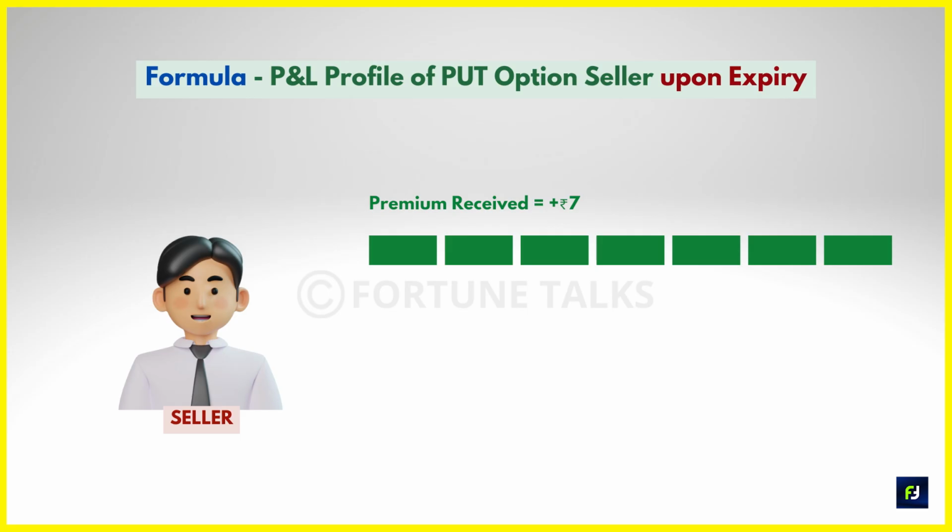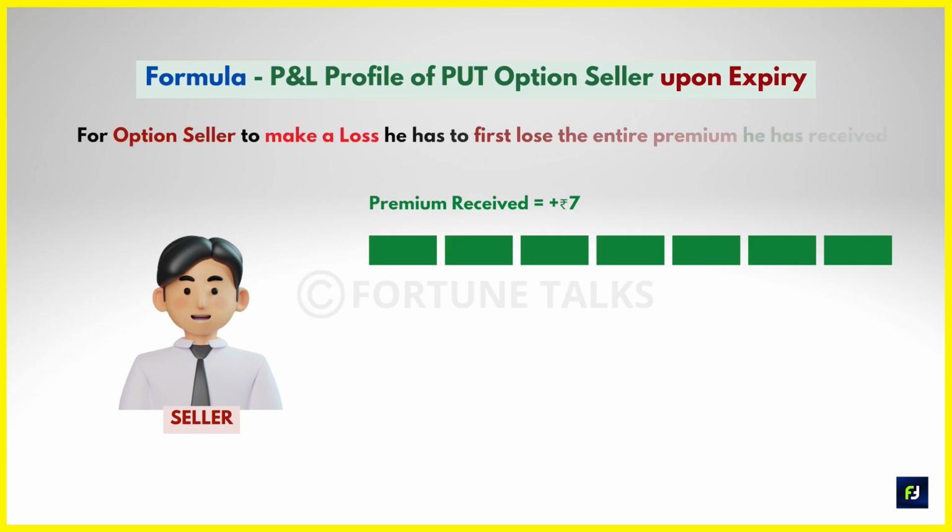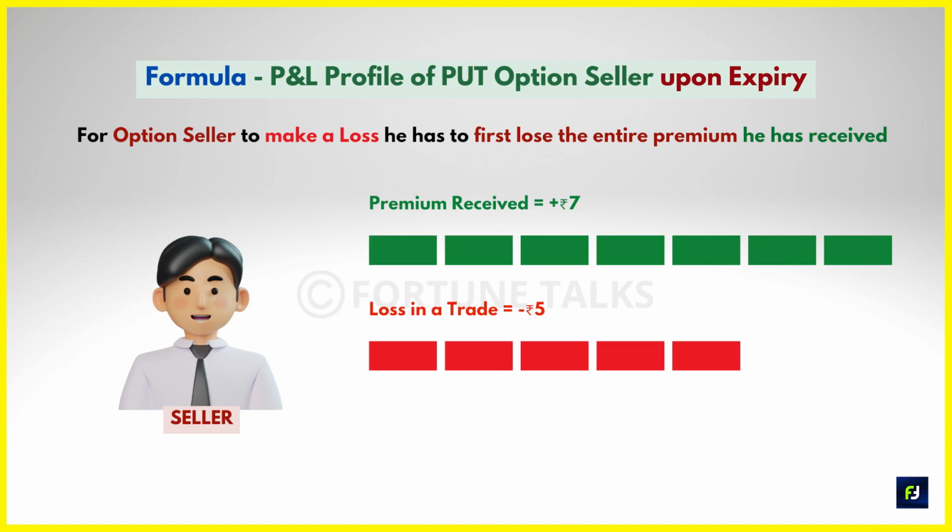So, when an option seller sells options, he receives a premium. The writer would experience a loss only after he loses the entire premium. With respect to our current example, after receiving a premium of 7 rupees, even if you lose 5 rupees, you are still in a profit of 2 rupees. Hence, for an option seller to experience a loss, he has to first lose the entire premium he has received, and any money he loses over and above the premium received will be his actual loss.